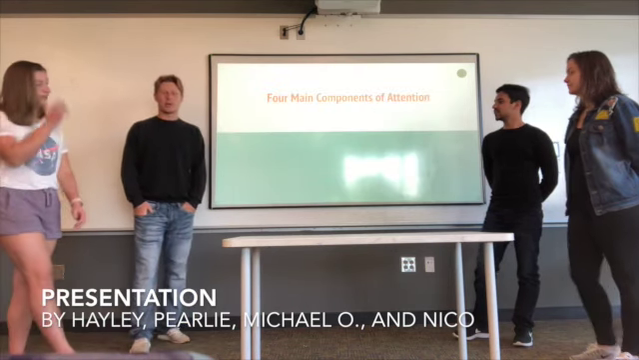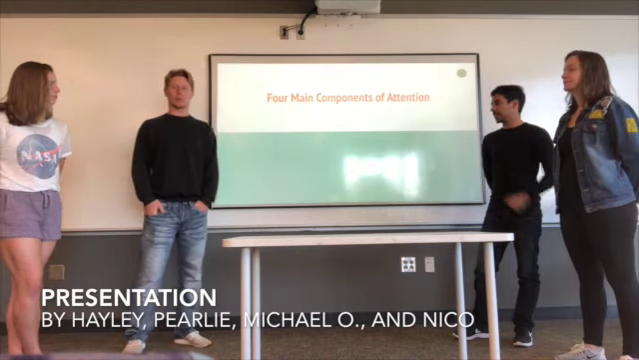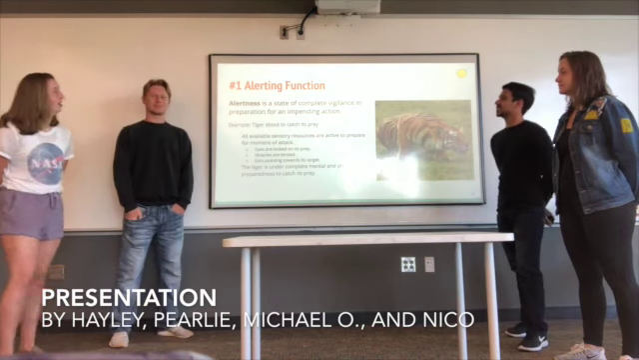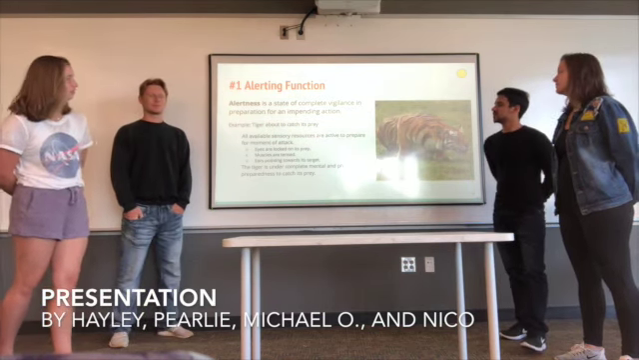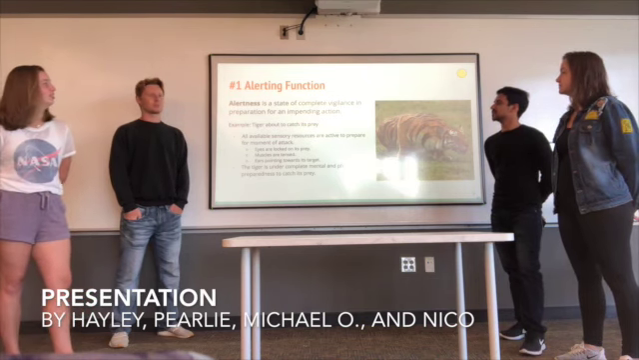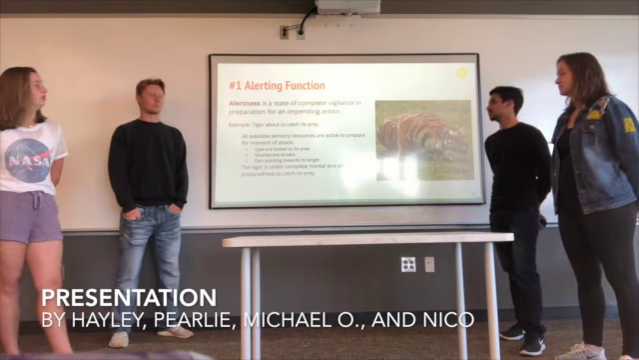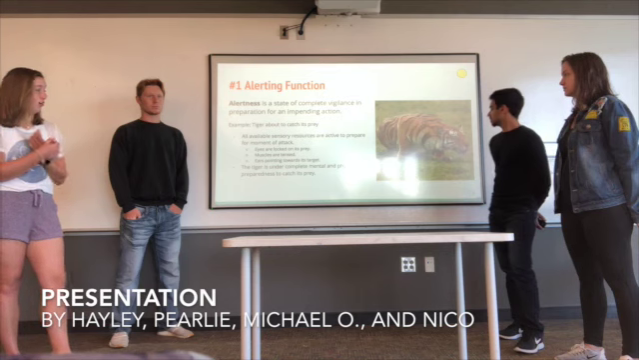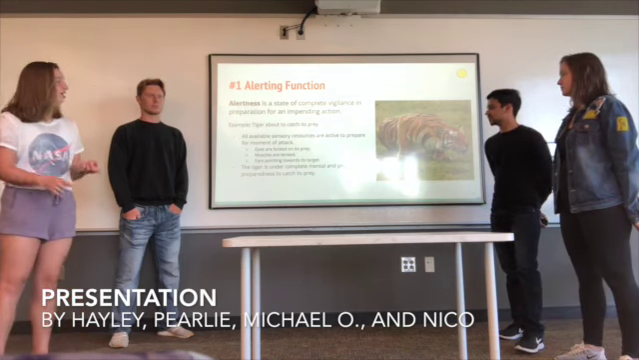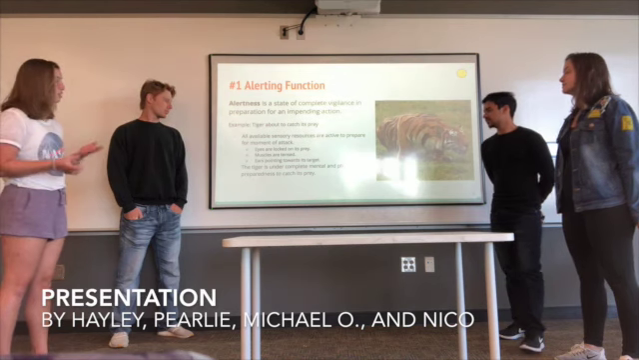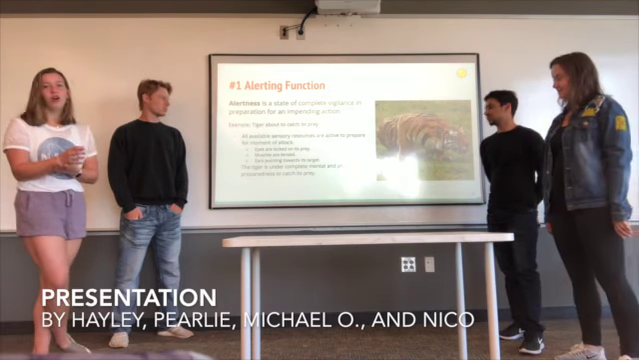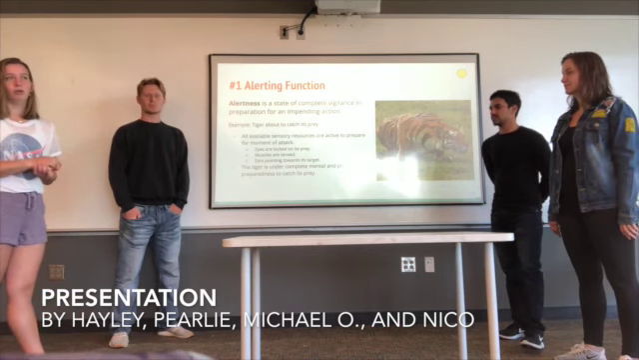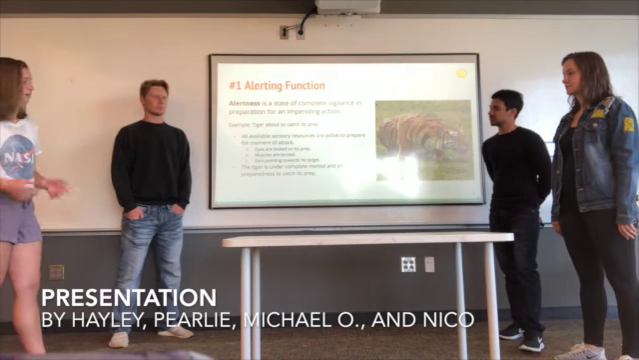So there are four main components to attention, and we're going to get into those right here. The first one is the alerting function. Alertness is a state of complete vigilance in preparation for an impending action. For example, a tiger catching its prey. The ears are pointing towards its target, the eyes are locked on its prey, the muscles are tensed. All these sensitive resources are active in preparation for the moment of attack. That could happen at any moment, at the best moment when the prey is in its best state.